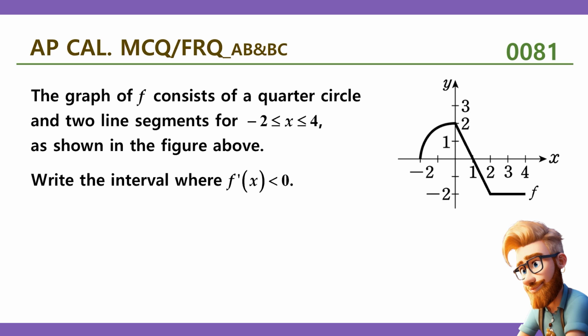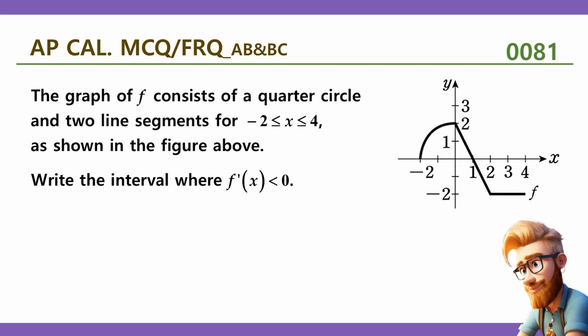Question 81. The graph of f consists of a quarter circle here and two line segments, for x between -2 and 4 inclusive. The question is to write the interval where f prime is negative.